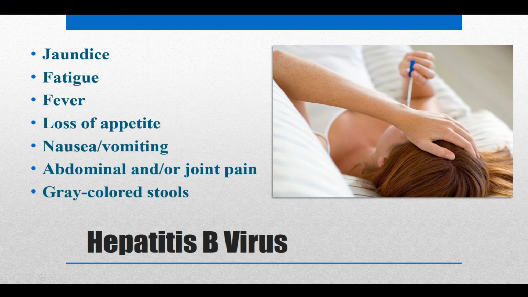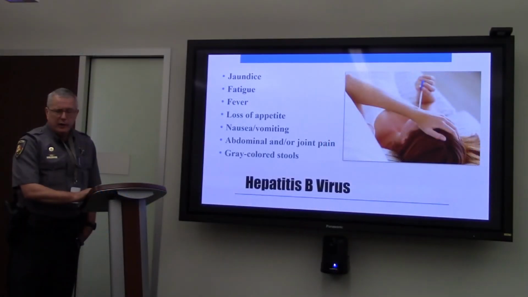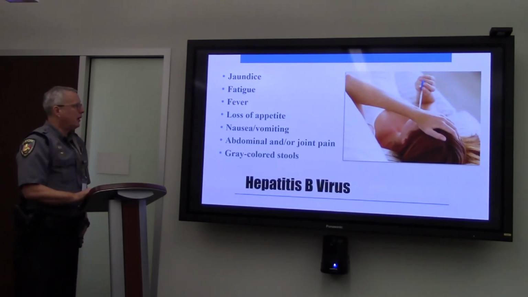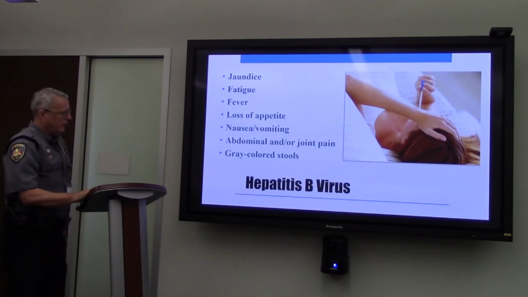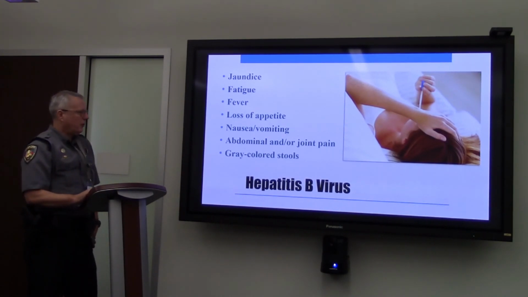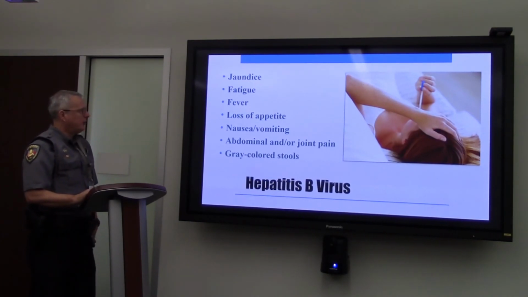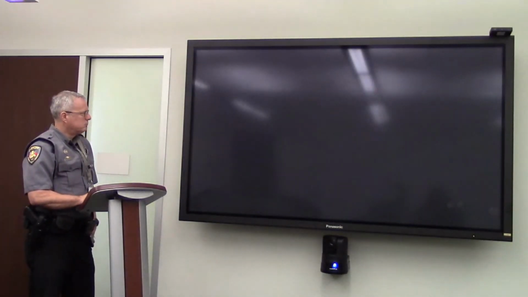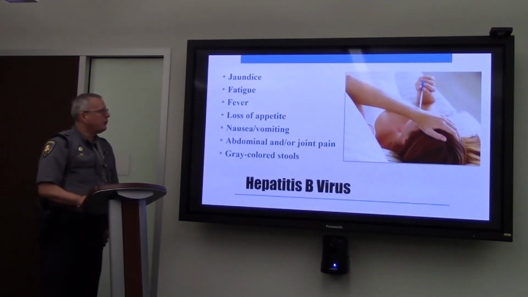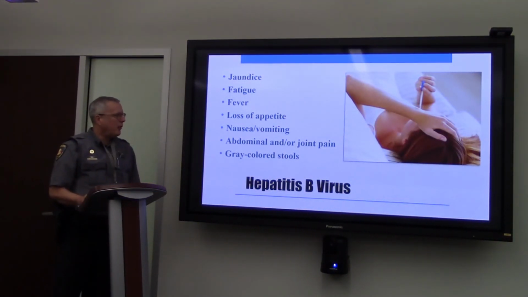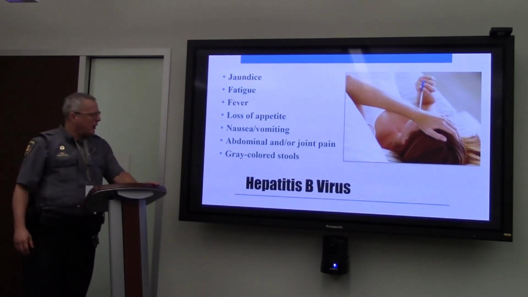Hepatitis B. Hepatitis B is, first of all, what is hepatitis? In the world of medicine, anytime you see itis on the end of the word, it means a swelling or an inflammation. HEPA, H-E-P-A, in this context, of course, refers to the liver. So when you see hepatitis B, you can look at the word and you know that it's talking about an inflammation or a swelling of the liver. Well, these are your signs and symptoms of hepatitis B. Jaundice, fatigue, fever, loss of appetite, nausea, vomiting, abdominal and joint pain, and gray-colored stools.